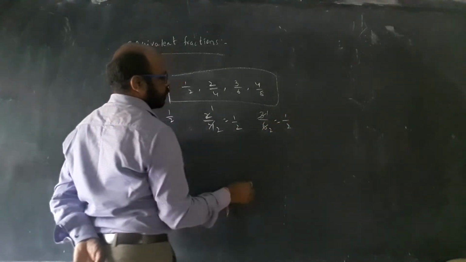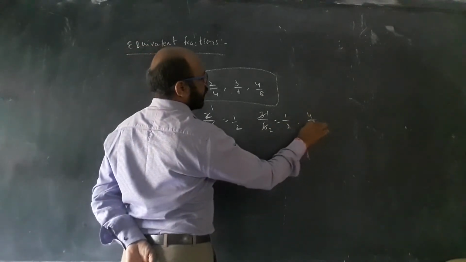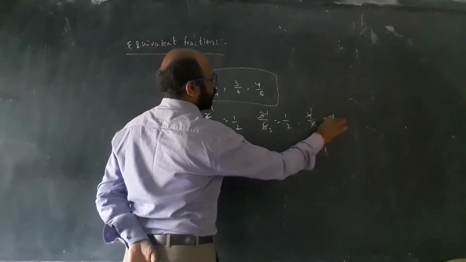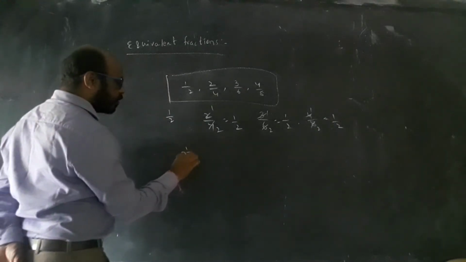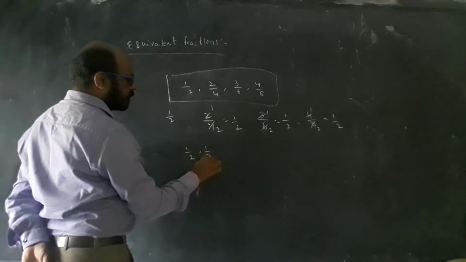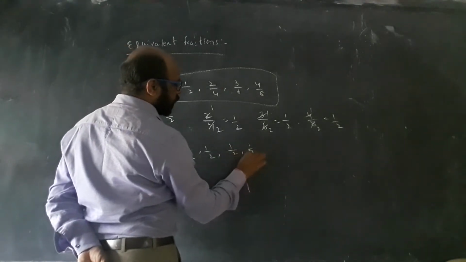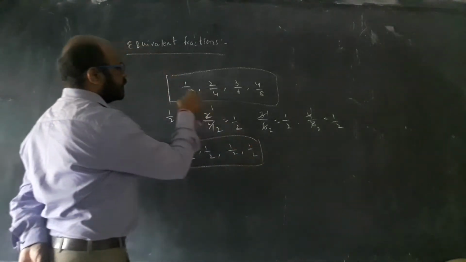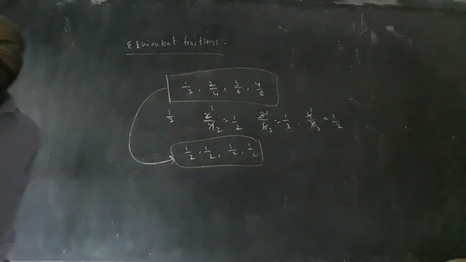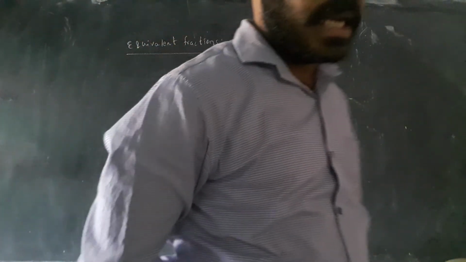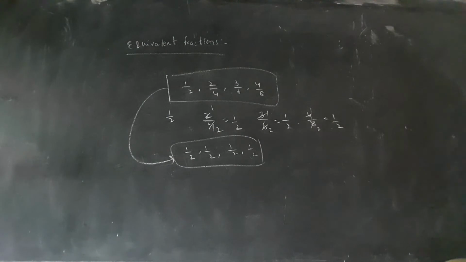In 3 by 6, 3 1s are 3, 3 2s are 6, we get 1 by 2. Next, 4 by 8: 4 1s are 4, 4 2s are 8, so 1 by 2. So 2 by 4, 3 by 6 and 4 by 8 are all 1 by 2 only. When we cancel and write the shorter form, the value of the fractional numbers is the same. These types of fractions we call equivalent fractions.